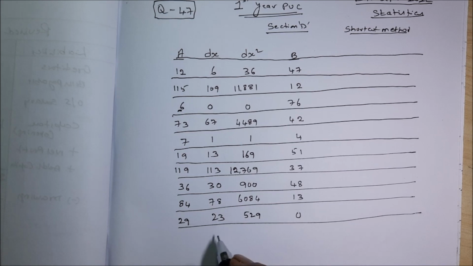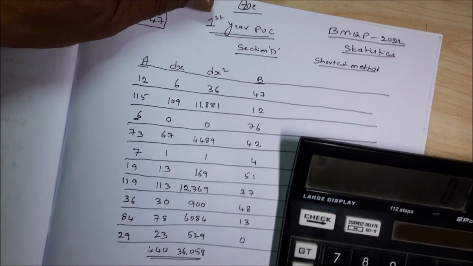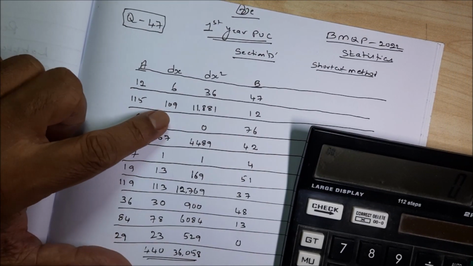Then put the total. So the total of dx is 440. Then the total of dx square is 36,058. Just let me check. If it goes wrong, then you will be in trouble.